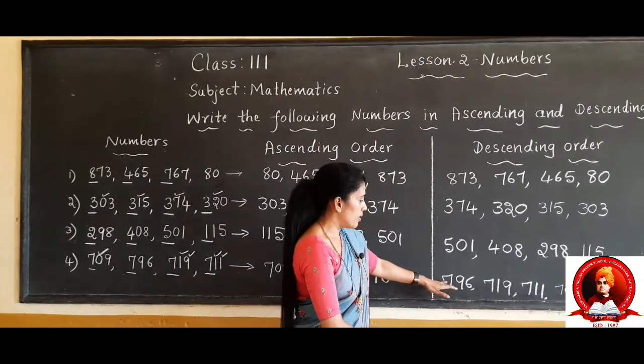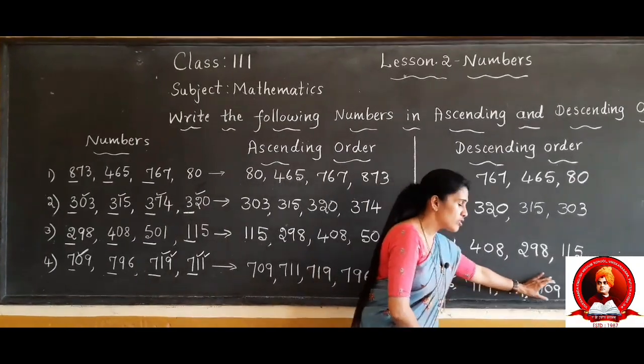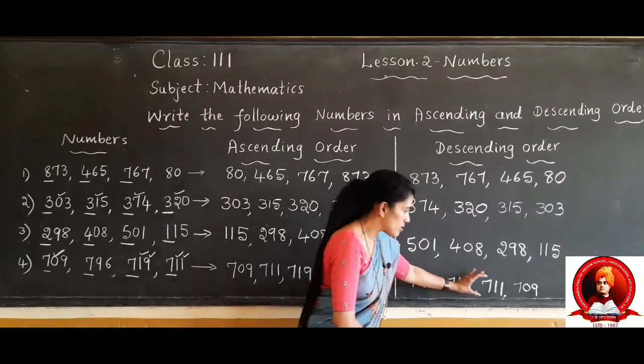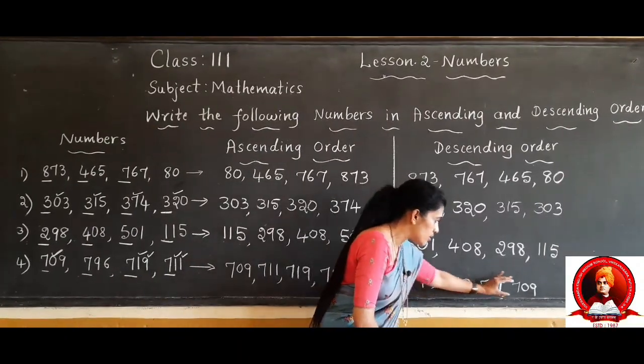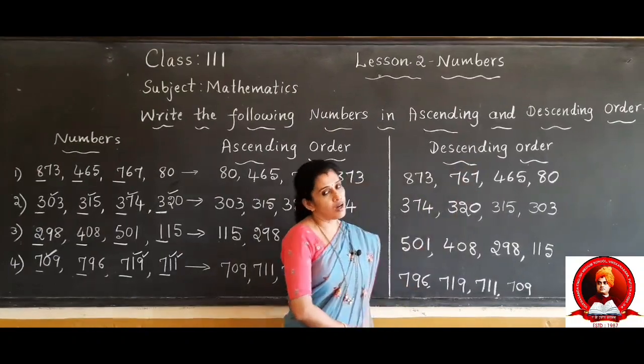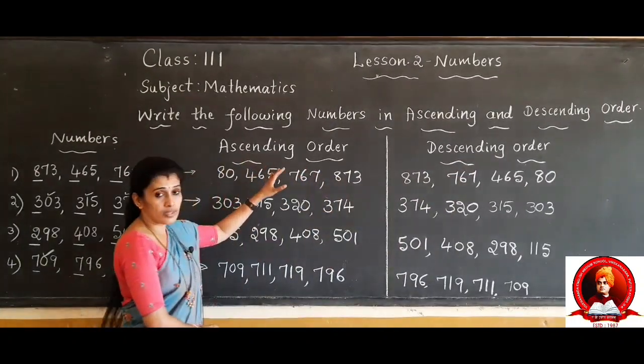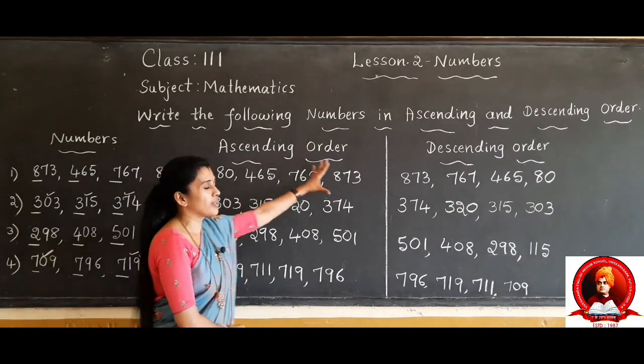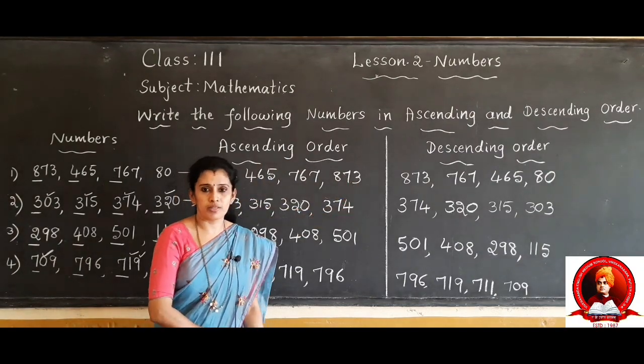So in this way, arranging the numbers from the greatest to the smallest is called descending order. But in ascending order, we are writing the numbers from the smallest to the greatest. I hope all of you have understood this, children.